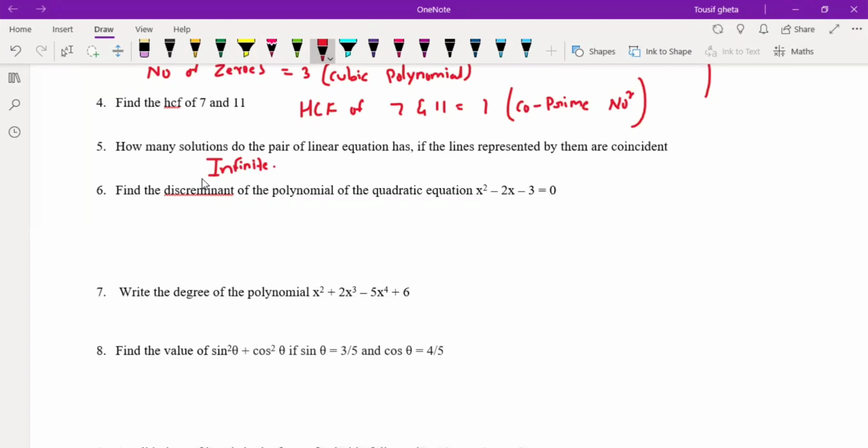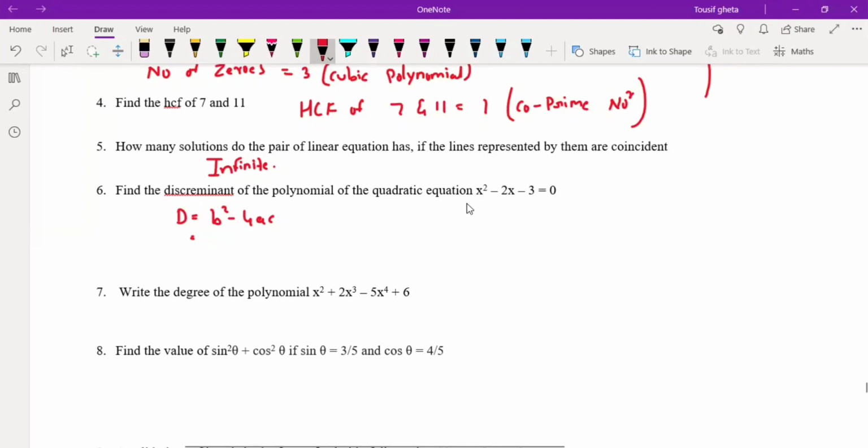Sixth one, the easiest one. This is a common question. This type of question will appear in every board exam. Remember, they are asking you to find the discriminant of the quadratic equation. The discriminant formula is b square minus 4ac. Here you need to identify a, b and c.